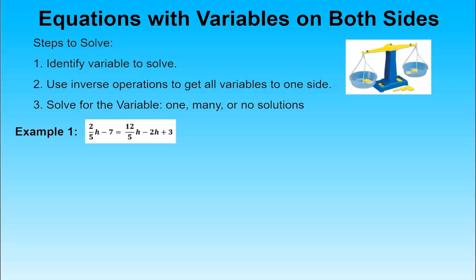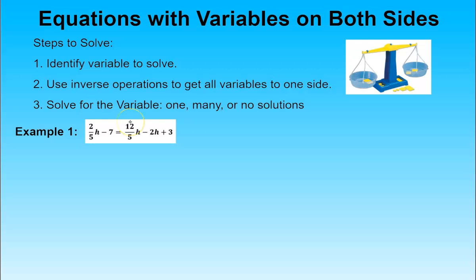So in example one, it says 2/5 h minus 7 is equal to 12/5 h minus 2h plus 3. Now the first thing we're going to do is identify the variable, which is h. So we need to get all the h's to one side. So to do that, I'm going to get all my h's to the left side. It doesn't matter which side you put your variables as long as they're all on the same side.